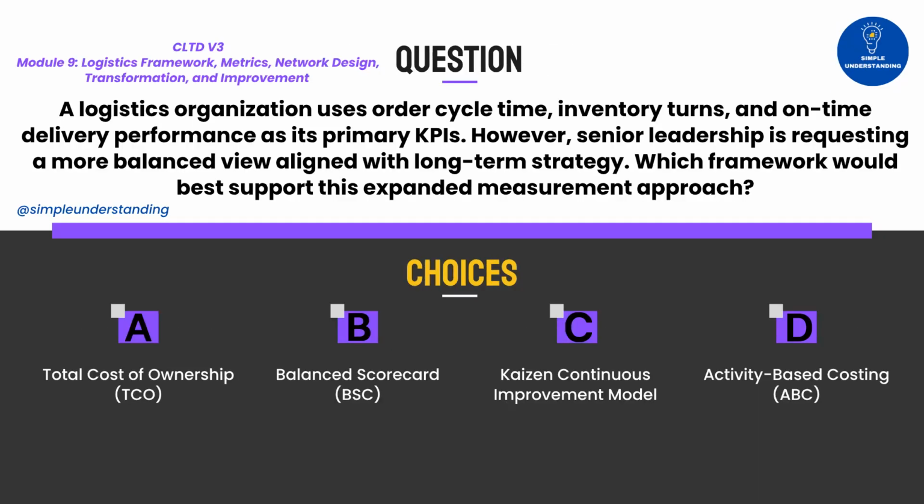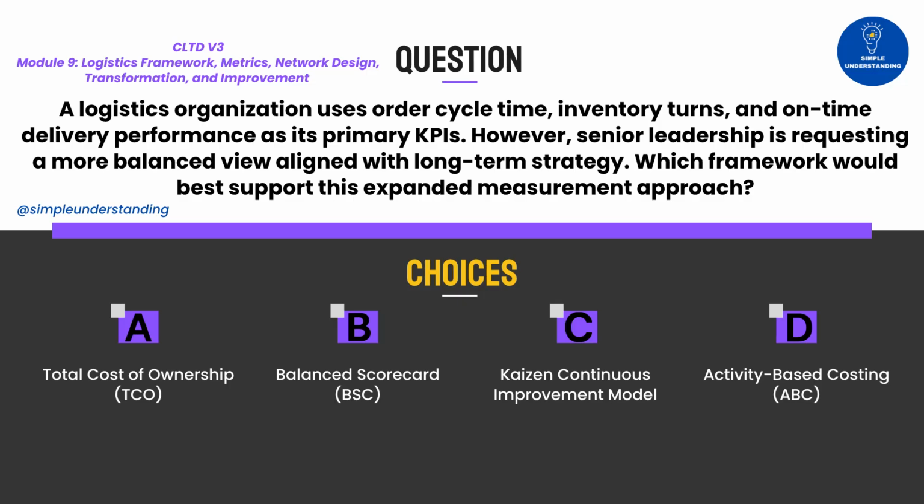Question 2. A logistics organization uses order cycle time, inventory turns, and on-time delivery performance as its primary KPIs. However, senior leadership is requesting a more balanced view aligned with long-term strategy. Which framework would best support this expanded measurement approach?